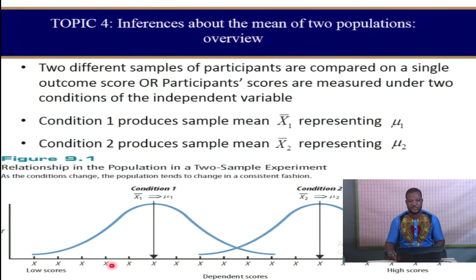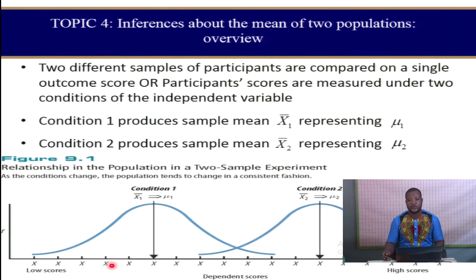So condition 1 produces a sample mean, and then condition 2 also produces another sample mean. So here we are dealing with 2 situations. For example, let's say in an examination in statistics, we want to compare the performance of males and females. These are 2 different populations. So if we have a group of males, they will definitely be coming from the population of male students. And then the female sample will be coming from the female population. So these are 2 different groups that we have here.